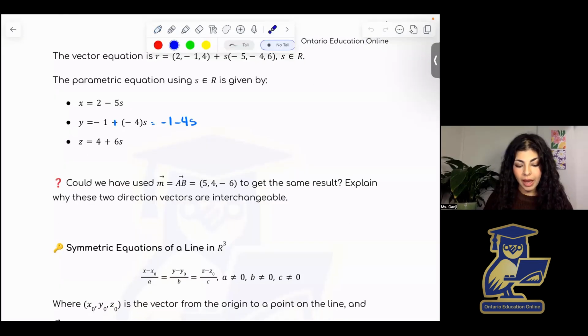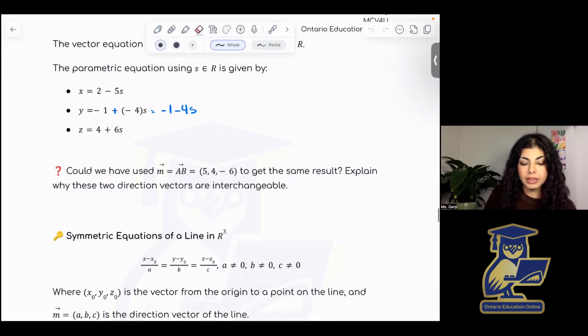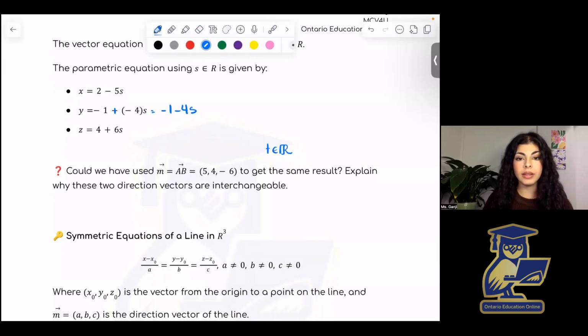And so could we have used the direction vector m, which is AB, which would give us 5, 4, -6 to get the same result? And yes, pretty much, you can. Because consider that t is a parameter in the set of real numbers, then if you are using -5, -4, and 6, then this is the same values. You might just have different parameters of t for your equation, but your direction vector will be the same.